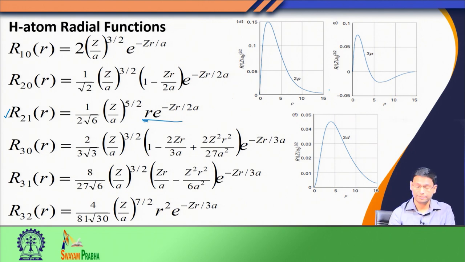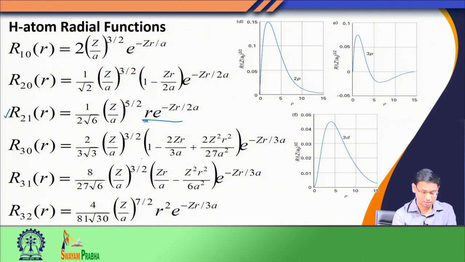Unlike the s orbital, the p orbital's radial function becomes 0 at r equals 0. But here again we notice that there are no nodes. The zeros that we see are asymptotic, but in the intermediate region we see no radial nodes. So, there are no radial nodes here.